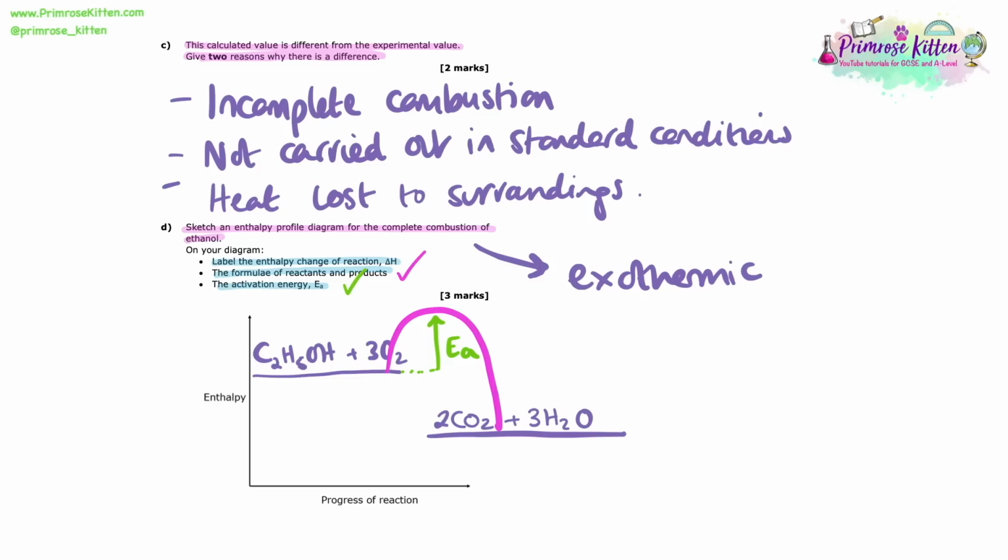Now we want the enthalpy change of reaction illustrated on this diagram, and that is the difference between the reactants and the products. Now in this case, the direction of our arrow matters. We need to go from the reactants to the products, and in that case that's going to be an arrow pointing downwards, and we're going to label that delta H. Make sure that all of your labels are clear so that you get every single mark in this question.